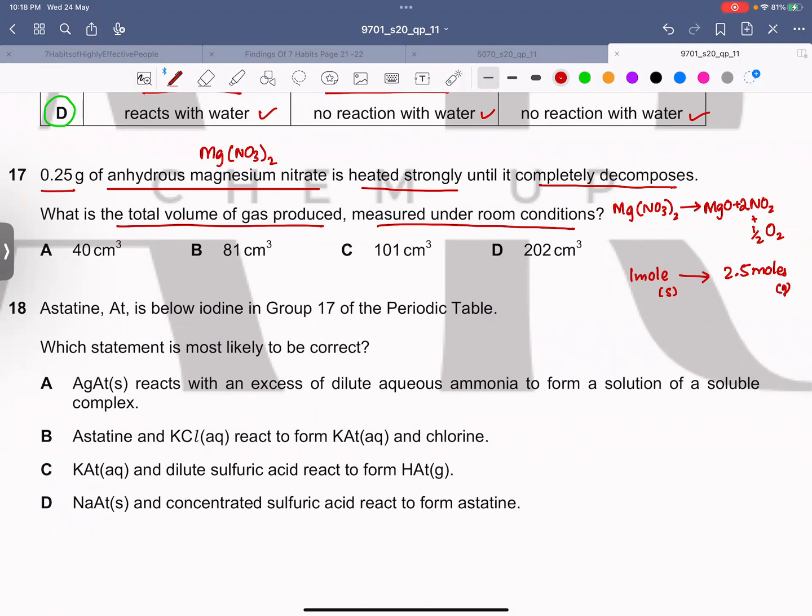Okay. Now, we work out the Mr for magnesium nitrate. Why are we working out the Mr of magnesium nitrate? Because its mass is provided over here. So magnesium is 24.3. Can anybody please confirm? There are two nitrogens. The Ar is 14 for nitrogen. So there are two, which makes it 28.